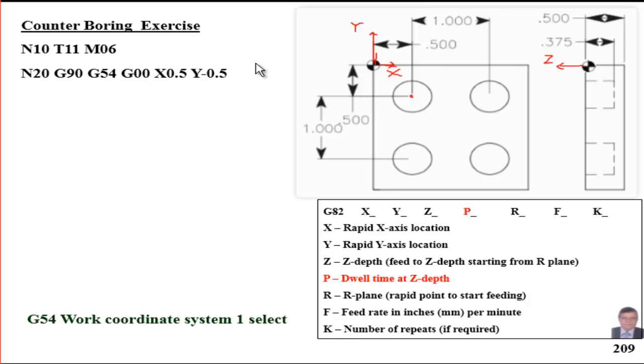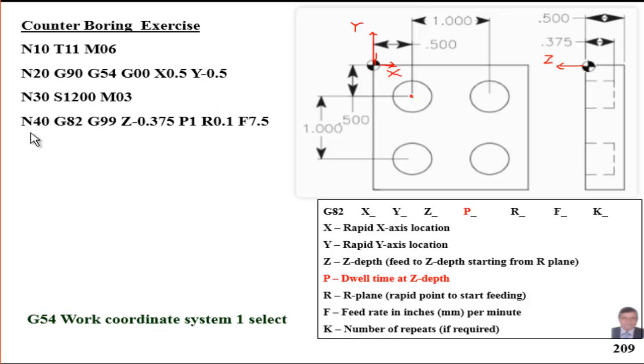Let us link this value with the geometry of the workpiece we have. X.5, this is the coordinate system, X.5, Y minus 0.5, so this is the location. So we bring the tool to that first location. Then we select the speed, whatever is convenient based on the tool material and the workpiece material and the accuracy and quality requirement. Then we use G82.